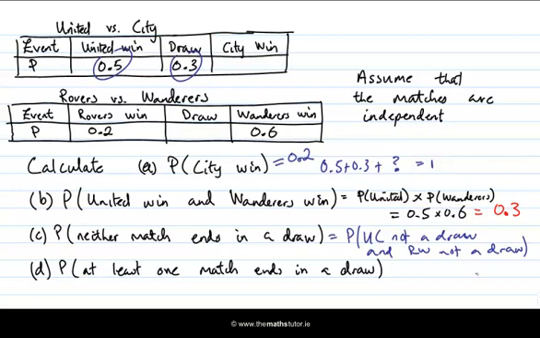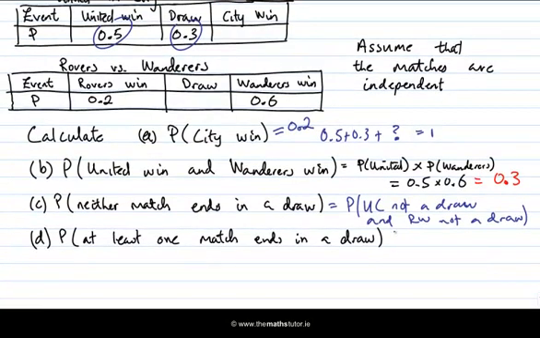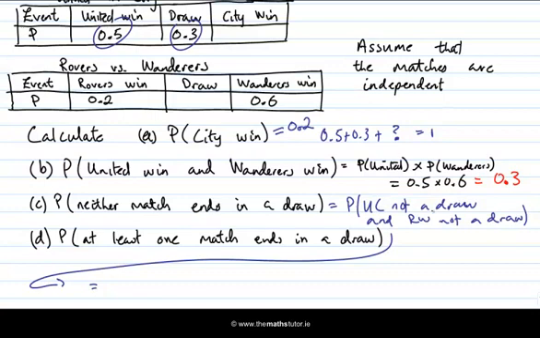Okay, so let me continue this one down here, but we need a bit more room. So I'll just continue this calculation here. Now we can use the multiplication rule because United City and Rovers Wanderers are independent. So what's the probability that United City is not a draw? The probability of United City not a draw is going to be multiplied by the probability that Rovers Wanderers is not a draw.